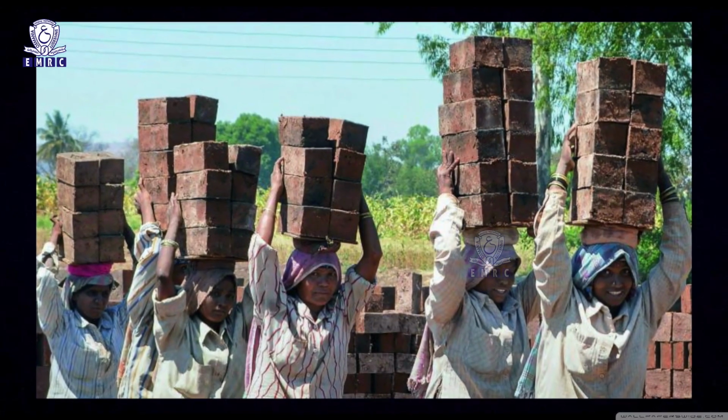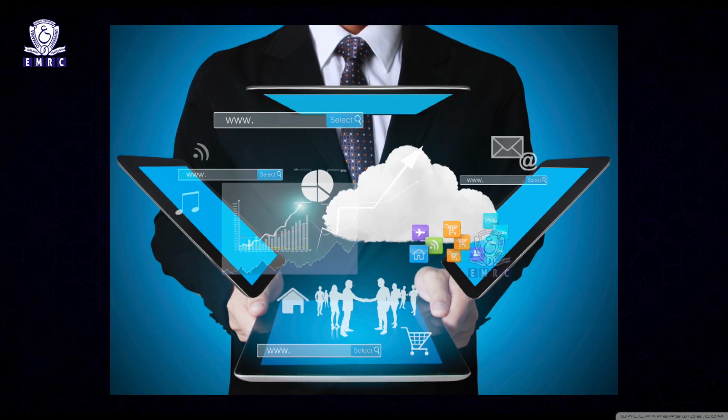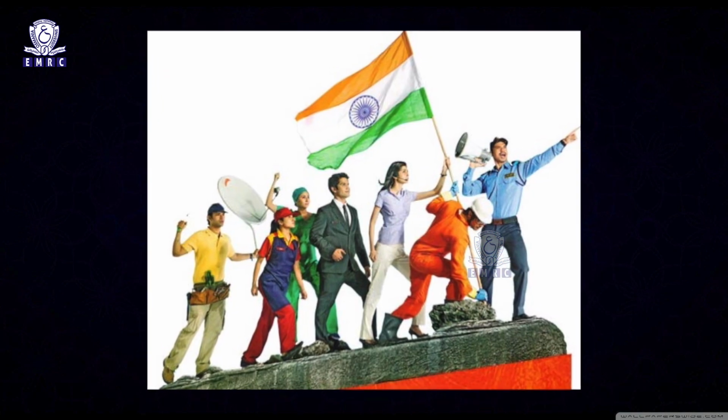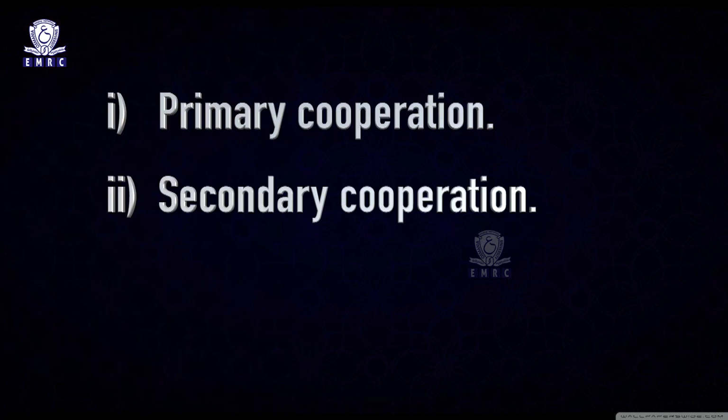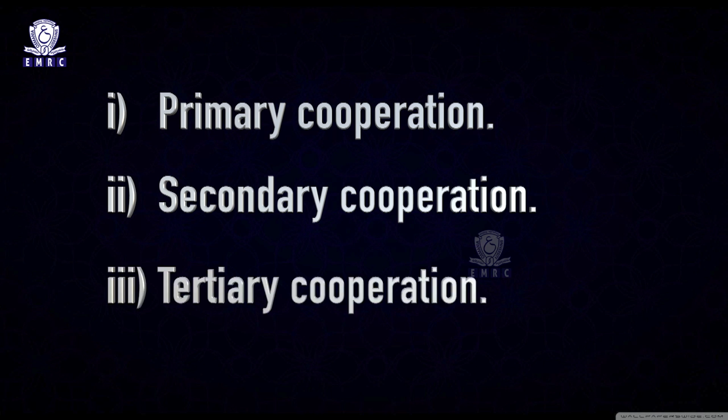In indirect cooperation, people work individually for attainment of a common goal and people do unlike tasks. Cooperation is based on division of labor. In the modern technological age, specialization of skills and function are more required, for which indirect cooperation is rapidly replacing direct cooperation. A.W. Green has classified cooperation into three main categories such as primary cooperation, secondary cooperation and tertiary cooperation.